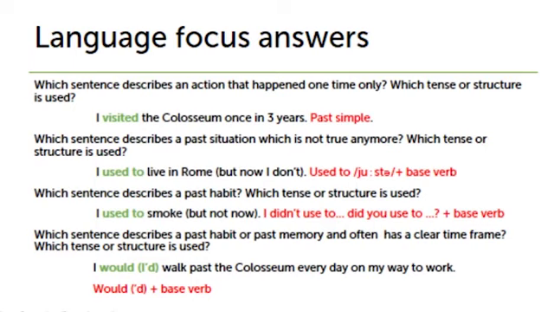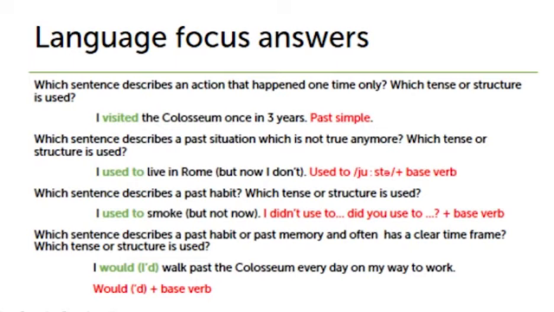So I used to live in Rome, but now I don't. Used to, okay? I used to live in Rome. And there's the pronunciation for you. So it's not used to, it's one word, used to. I used to live in Rome, but now I don't.